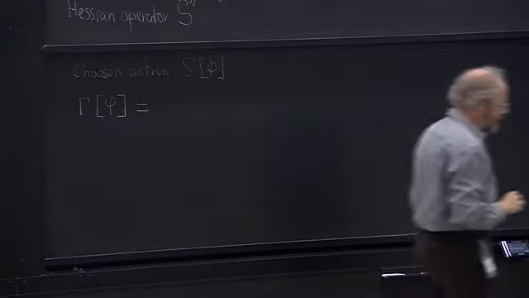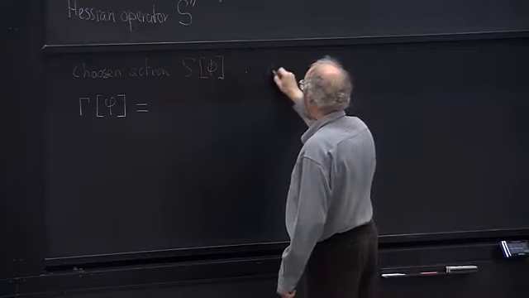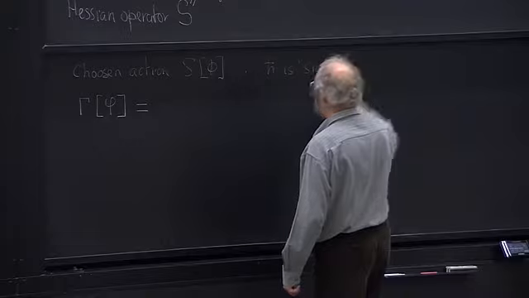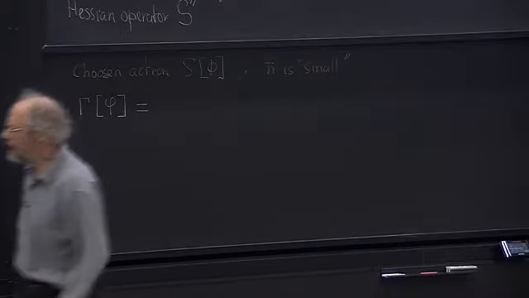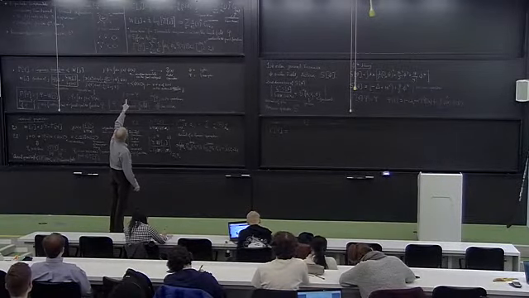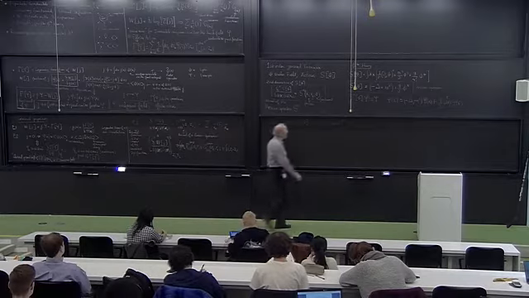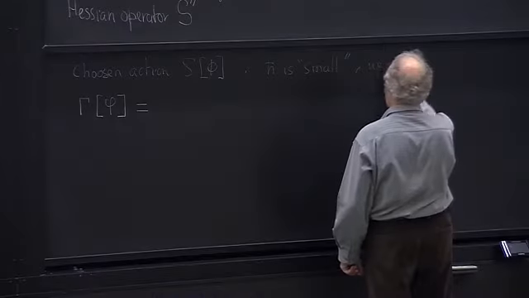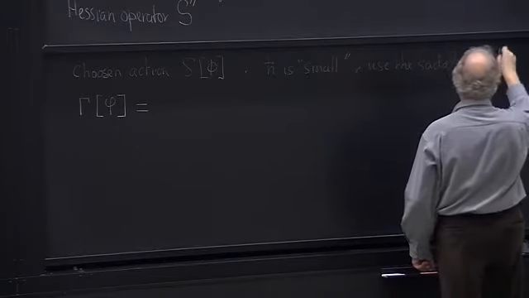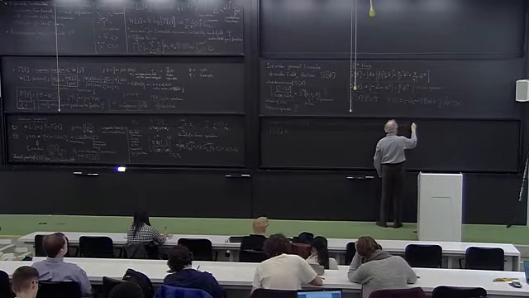Well, for a classical theory, what we are going to do is assume that h bar is small. So we consider h bar as a small parameter, so that we can evaluate the functions Z of g and W of g by using the saddle point approximation. Okay.